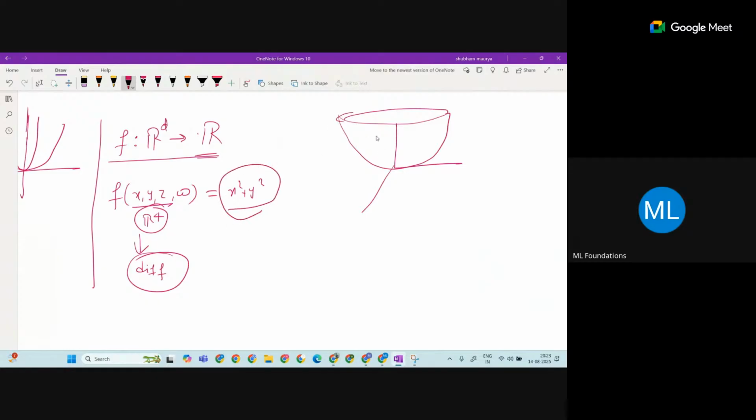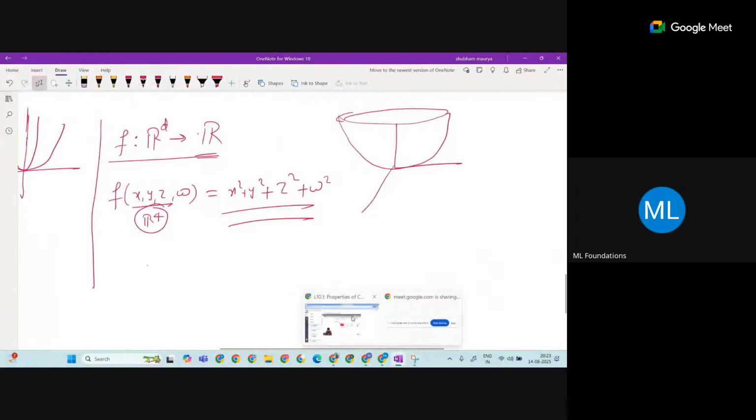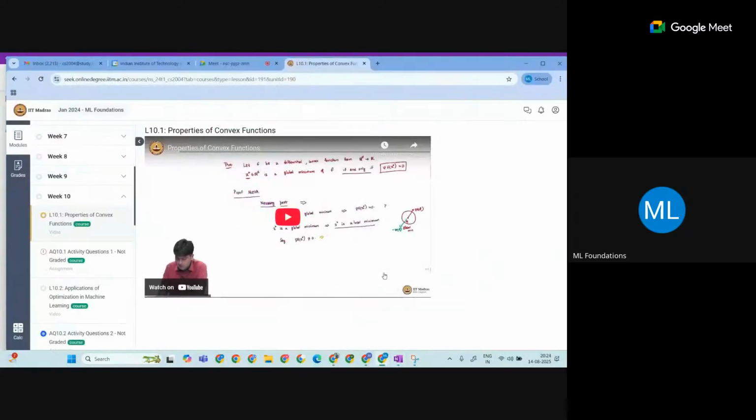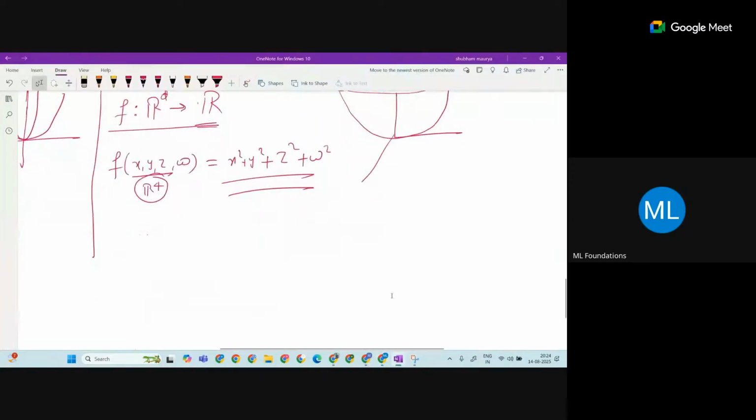The epigraph of this function is going to be a convex set. Even if you increase the dimensions with the same pattern, it will be convex. By the epigraph you can check, or by the Hessian, which is a simple method you can apply. So this is a convex and differentiable function. This is called a polynomial in multivariable. So suppose I have this function.